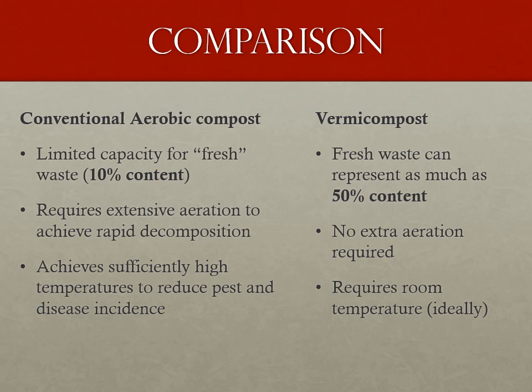Now, by comparison, we have conventional compost and we've got vermicompost. With conventional compost, only roughly 10% of fresh material can be added. And in vermicompost, up to 50% material that is fresh or green can be added. Remember, in compost, it's 30 to 1 carbon to nitrogen, C to N.